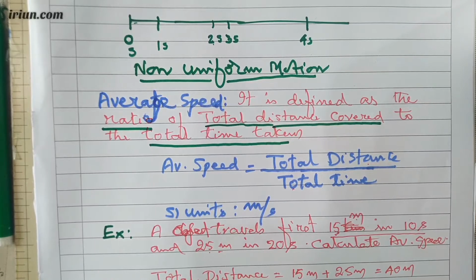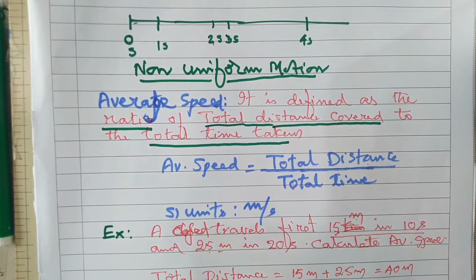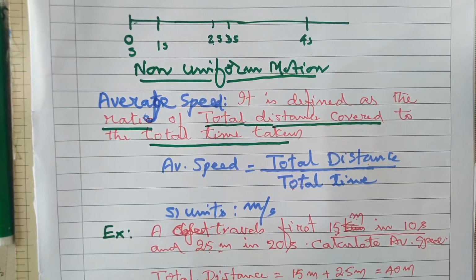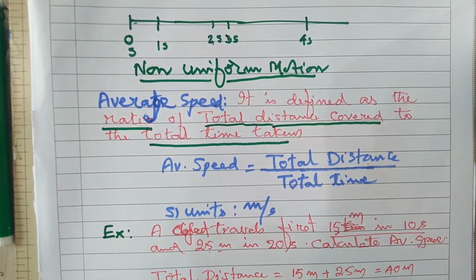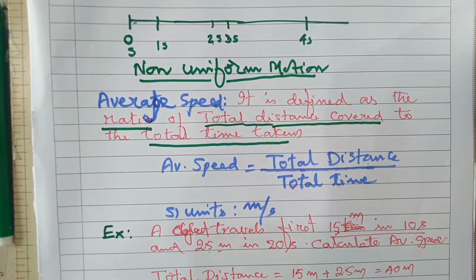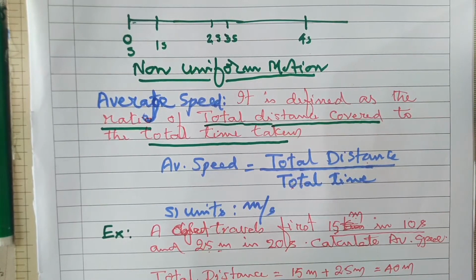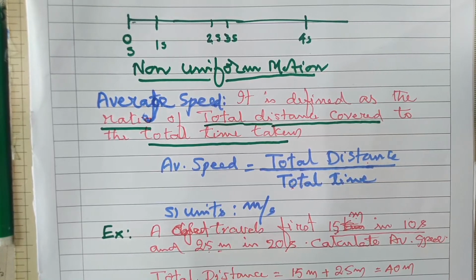Total time taken is 10 seconds plus 20 seconds, that is 30 seconds. Now, here total distance is this much, total time is this much. You have got 40 meter and 30 second. Average speed, we will write the formula, which is equal to total distance by total time. See here, total distance is 40 meter by total time taken is 30 second.